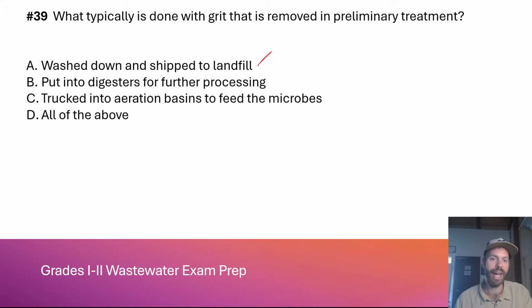If you put this into digesters, you absolutely will not process it. It's inert. You can't process it, and it will take away from your capacity in treatment. Same in the aeration basin. It will take away from capacity. It does not feed the microbes. Watch out for all of the above answers when only one is true. They will do that.